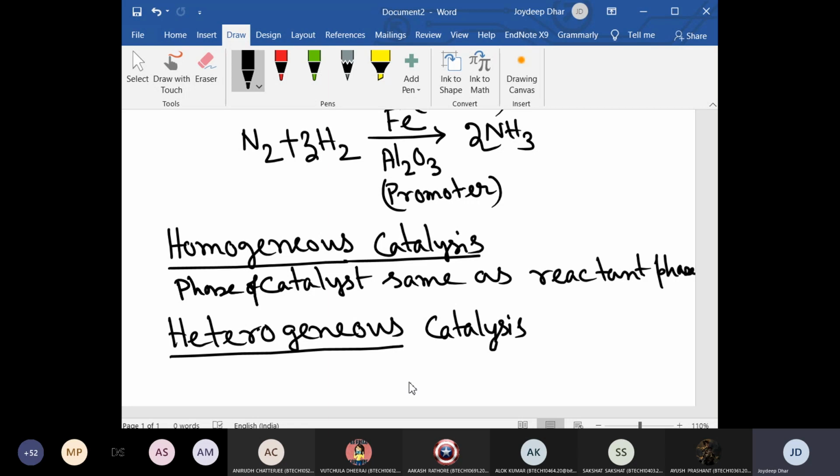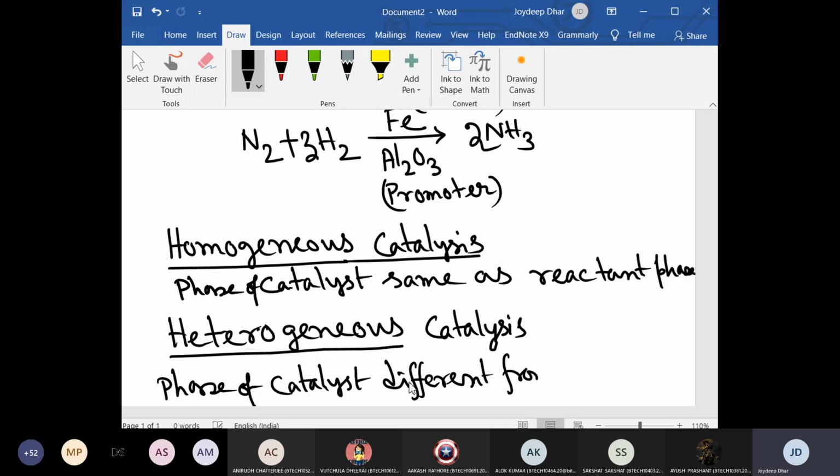In that case, the phase of the catalyst is different from the reactant phase. Okay, so reactant and catalyst are in different phases. If reactants are solid, the catalyst may be gaseous. Most of the time the catalyst is solid and reactants are gaseous. Okay, so first I will give an example of homogeneous catalysis.